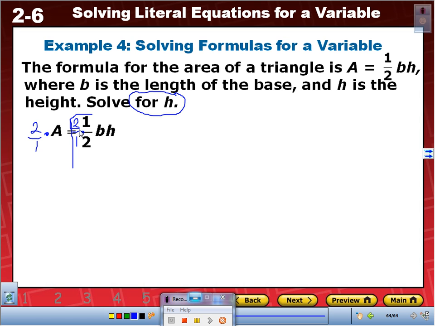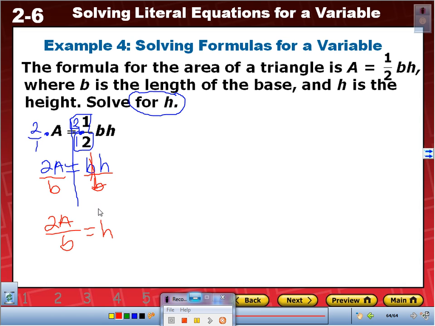So therefore, this is a giant 1. 1 times BH, that is BH. 2 times A, that's 2A over 1, which is 2A. Are we there so far? Are we done solving for H? No. What's next to the H? The B, and it's multiplying, so therefore we need to divide by B. Divide by B. So we're left with 2A over B equals H. Hands if you got that. Okay, yes. Okay, let's go to the next one.